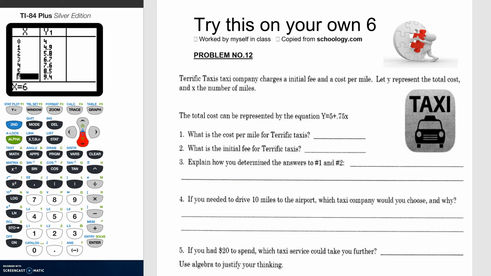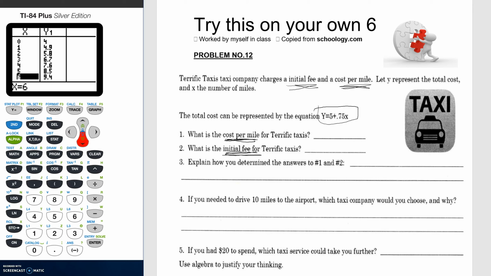So in this problem, we're looking at a different taxi company with different fees. Terrific Taxi Company charges an initial fee and a cost per mile. Let Y represent the total cost again, and X represent the number of miles again. The total cost could be represented by the equation. So this time, nobody's asking us to write it. They're doing the opposite. They're asking us to take it apart, figure out what is the cost per mile, what is the initial fee, and how do you figure that out?